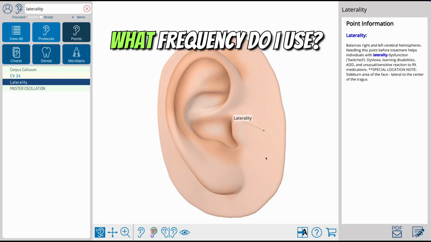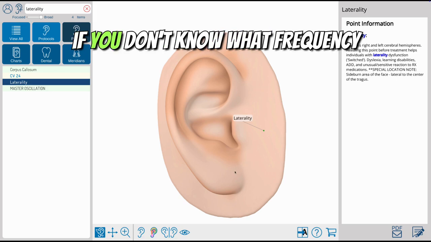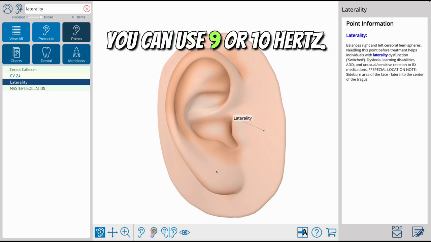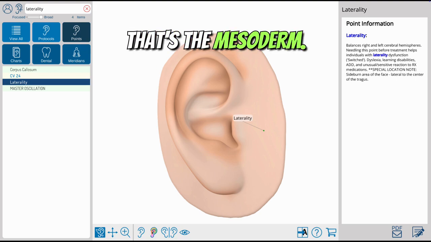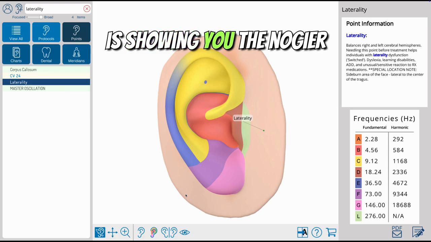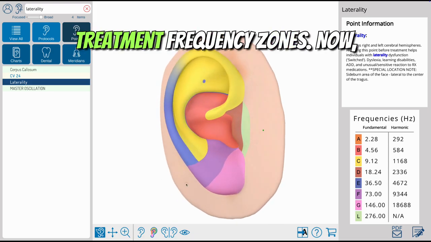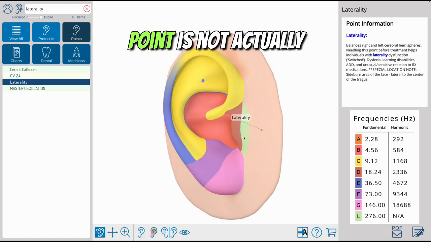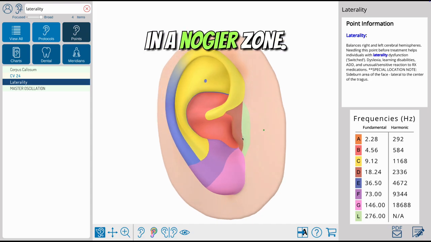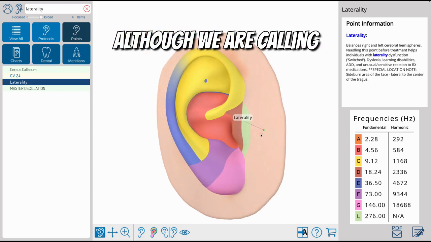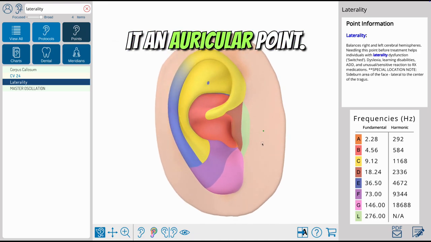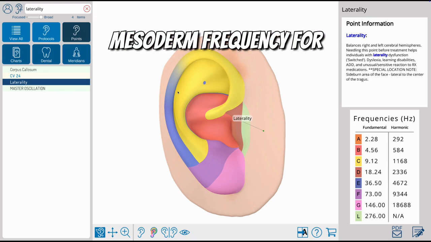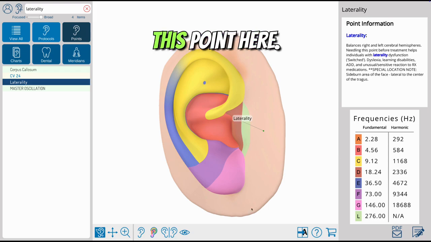And then you're like, well, what frequency do I use? Well, if you don't know what frequency you should use, you can use 9 or 10 hertz. That's the mesoderm. But what I'm going to be doing is showing you the Nogier treatment frequency zones. Now you can see this laterality point is not actually in a Nogier zone. It's not actually an auricular point, although we are calling it an auricular point. I like to use 9.12 or this mesoderm frequency for this point here.